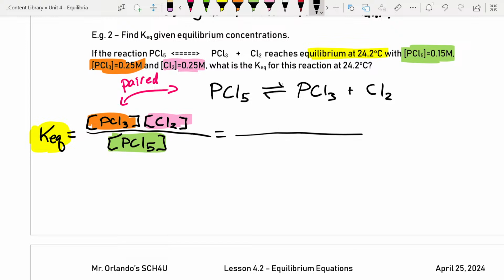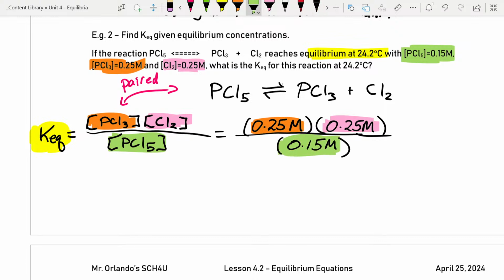So what then can we do with this expression? You can solve it. That's right. What is the concentration of PCl3? Cool. And what is the concentration of Cl2? 0.25 molar. By the way, never mind, I'll talk about that later. I don't want to throw more things at you. What's the concentration of PCl5? 0.15 molar. Good. And now we can just do some math.